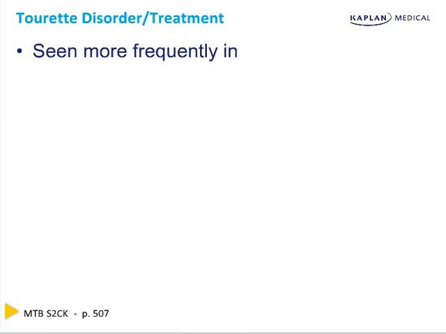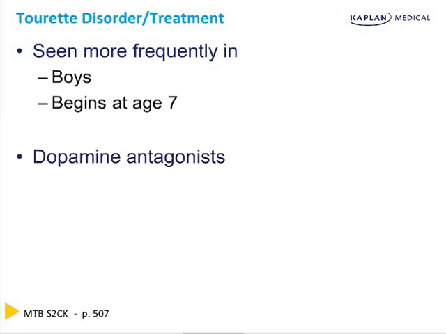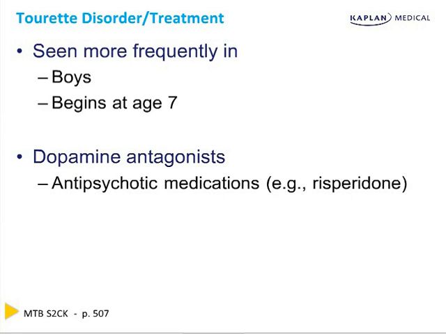So, a little bit more about Tourette disorder. It's seen more frequently in, can you guess? That's right, boys. The only one that we discussed today that's seen more frequently in girls is Rett disorder. Tourette disorder begins at age 7 and it's treated with dopamine antagonists. You might remember those from the antipsychotics. We'll discuss the antipsychotics in more detail, but note that antipsychotic meds that are dopamine antagonists are also used to treat Tourette disorder. An example of one would be risperidone.